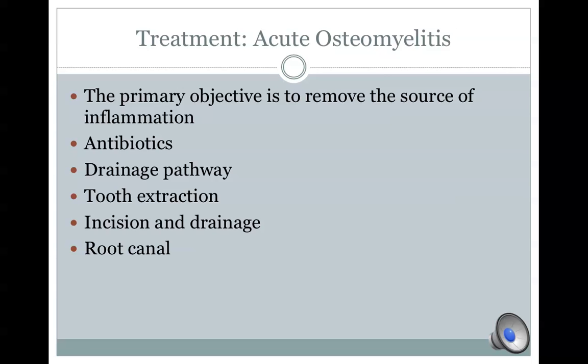For treatment, the primary objective in acute osteomyelitis is to remove the source of inflammation. Antibiotics are recommended along with the establishment of a drainage pathway. Tooth extraction, incision and drainage, or root canal therapy may be indicated as appropriate treatment.